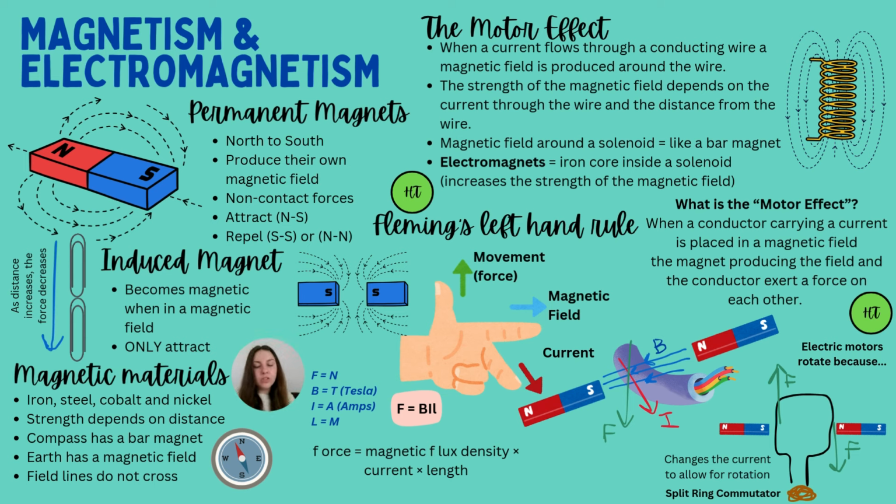So a motor is something that will continuously rotate. And higher tier students need to know that this is because if you use a split ring commutator, it will change the current's direction and allow for rotation. So every 180 degrees, the current will flip direction and go in the opposite way. And that means the force is actually changing direction continuously, which means you get that rotation.